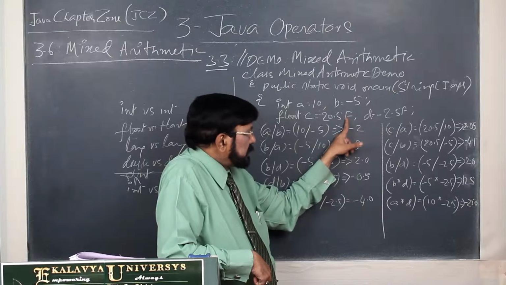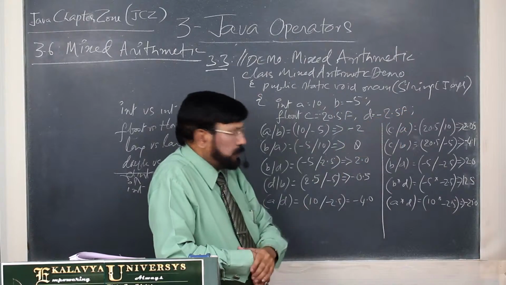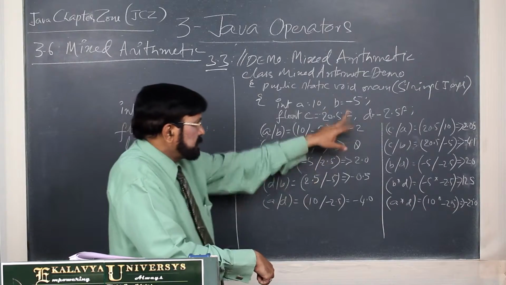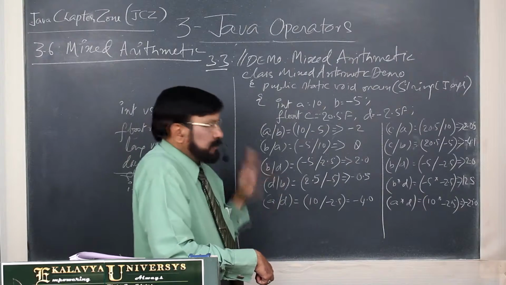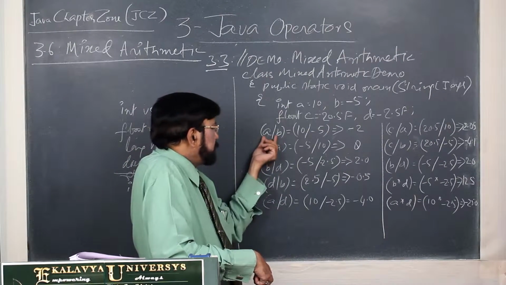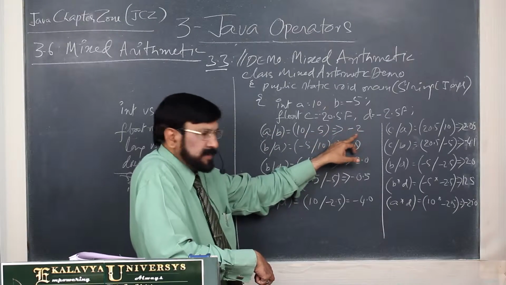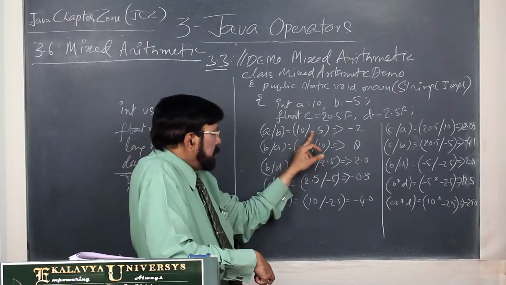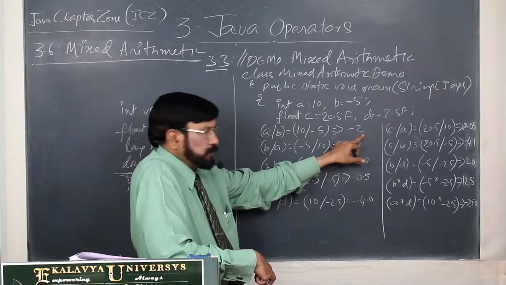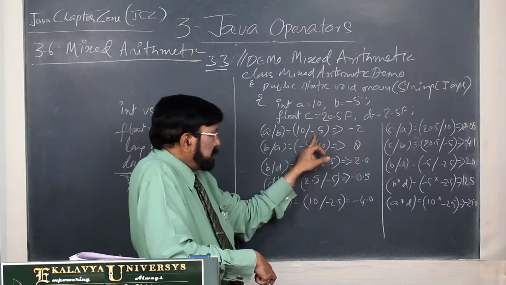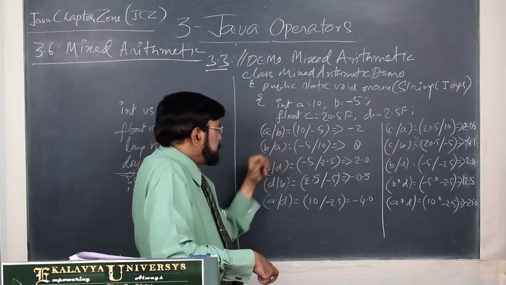F, either capital F or lower case f, no problem, but f should be the suffix, that you always remember. And now let us see. First we decide what type of arithmetic. A and B both are int versus int. The result is int. Now you see 10 by minus 5, so minus 2. Otherwise, cross checking, you see minus 5 into minus 2 is plus 10. Okay, this is integer arithmetic.